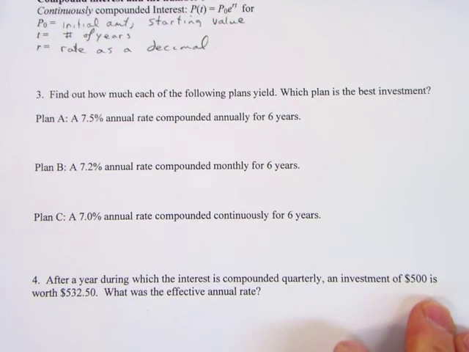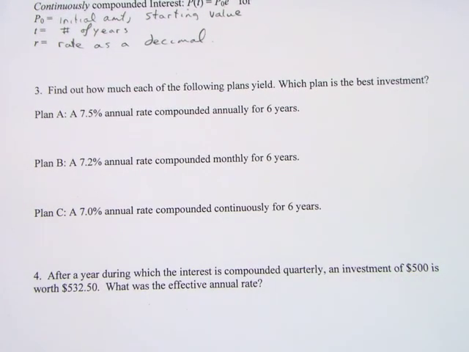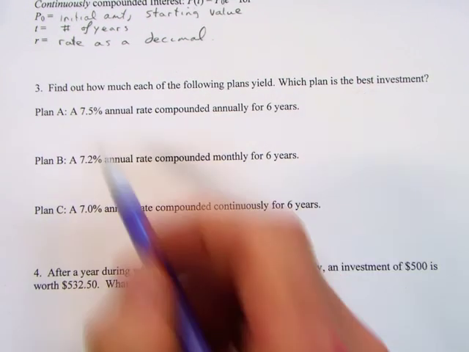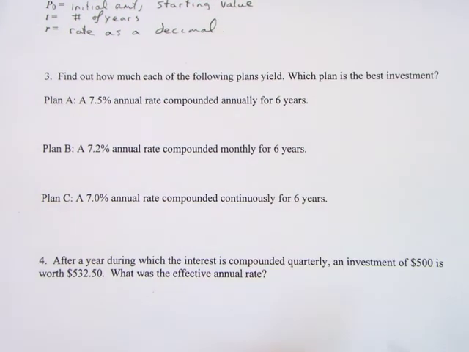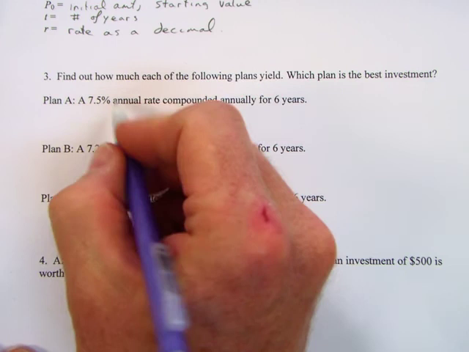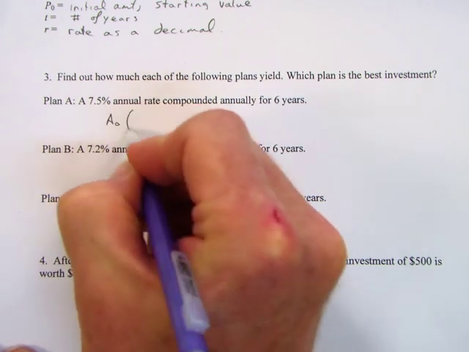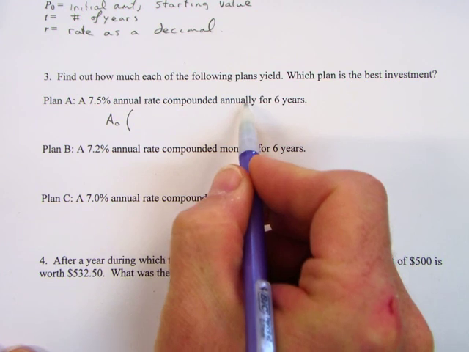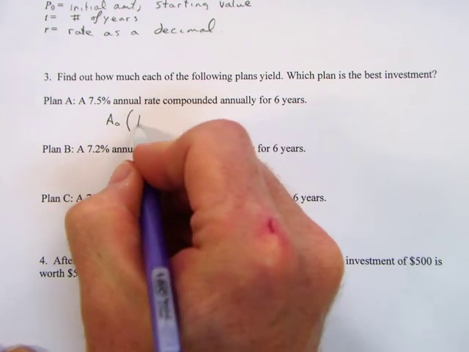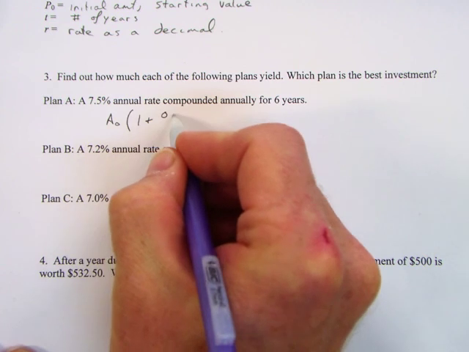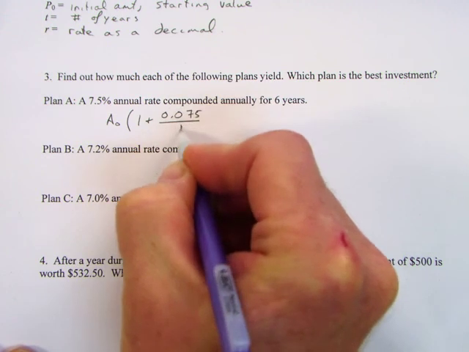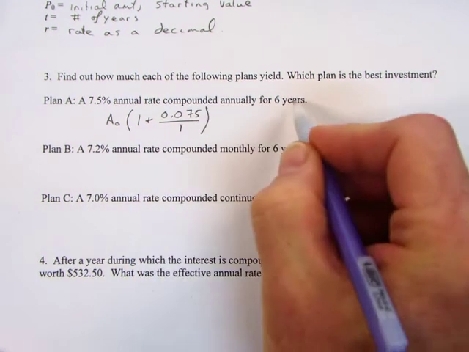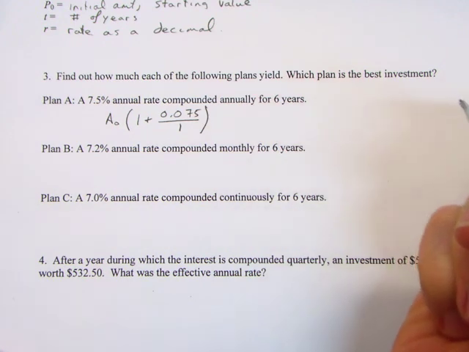So let's take a look at a problem here. Find out how much each of the following plans yield. Which plan is the best? And this is just to go over what we just did and the formulas we just came up with. All right, we don't know the starting amount, so we're going to call this A sub 0. Now, we're going to compound this annually, so it's only one time per year. We have a 1. That's our 100% of the original. 0.075 is our interest rate. And that whole thing is only one time a year. Now we're going to do this for 6 years. So how many times are we going to compound it? Well, if it's done once a year for 6 years, we have a 6.